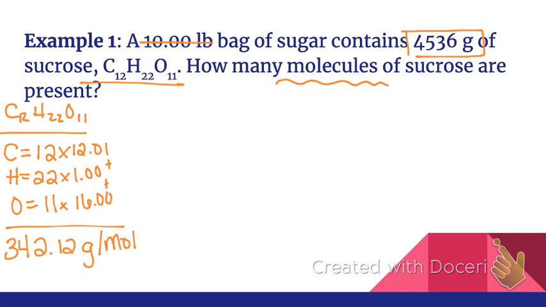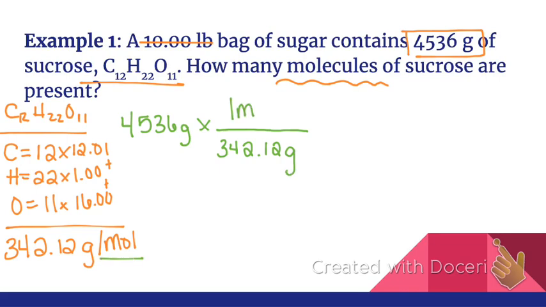If you remember, that is a conversion factor. So I'm going to take my given, 4,536 grams. When we set this up, grams needs to cancel out, so the mass, 342.12 grams, needs to go on the bottom, and the per mole is on top. If you look at your roadmap, we have now gone to the middle: from mass to mole. We're not done. We need to go to representative particles.